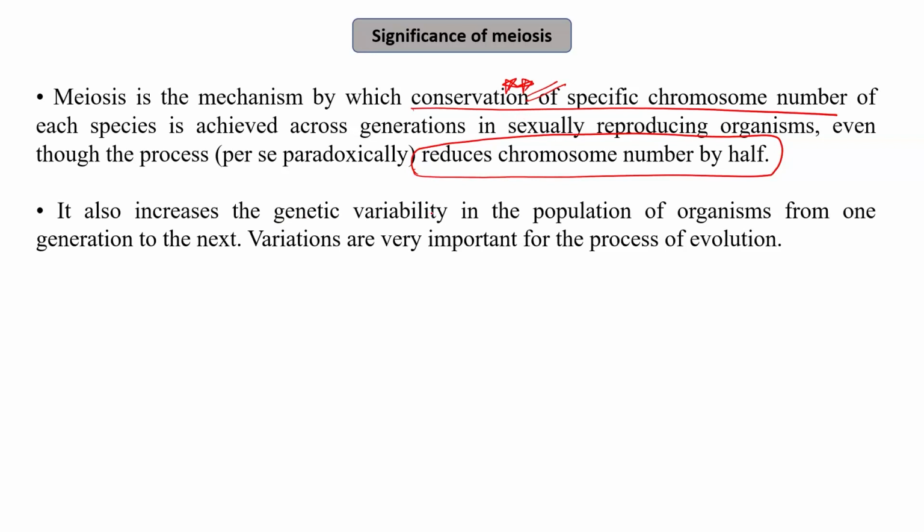It also increases genetic variability by the process of recombination, as we see that happens in prophase 1. Variations are very important for the process of evolution, and we know that this variation may happen either at the prophase 1 stage or even during the metaphase 1 stage when there is an alignment.